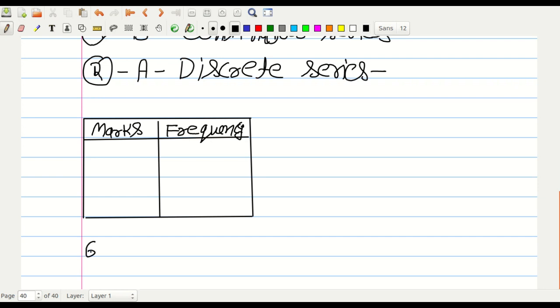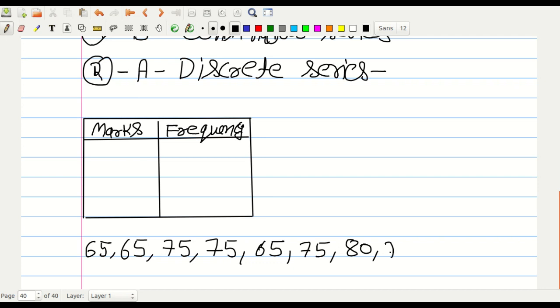So these were the marks: 65, 65, 75, 75, 65, 75, 80, 75, 80 and 85.